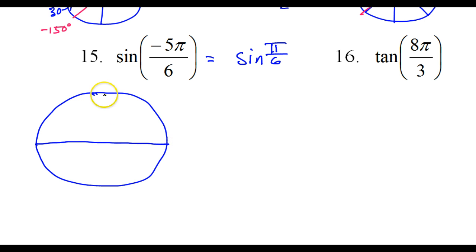Okay, so I'm going to create a bunch of pi over 6's by dividing the top half into 6 pieces like I did on the last problem. So if I do that, it's going to be like this.